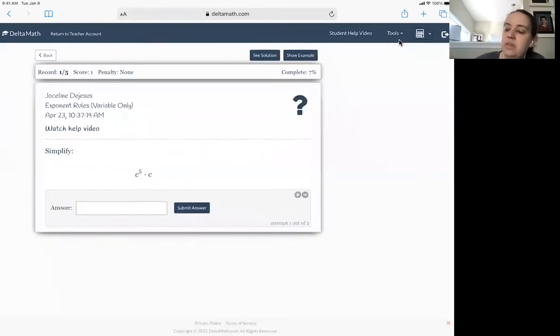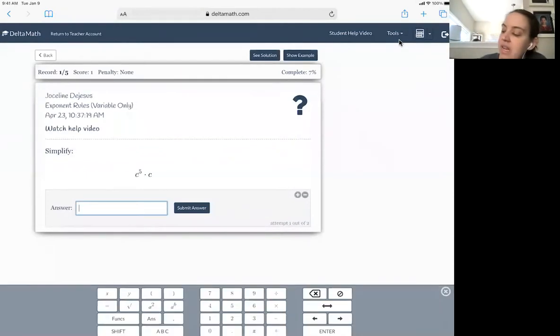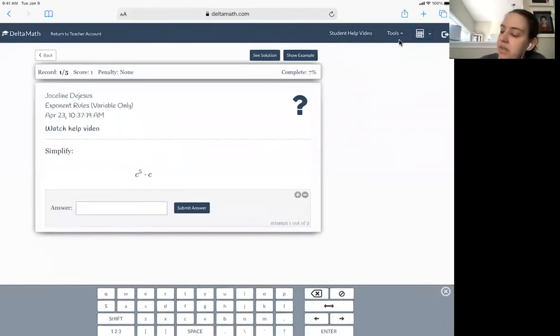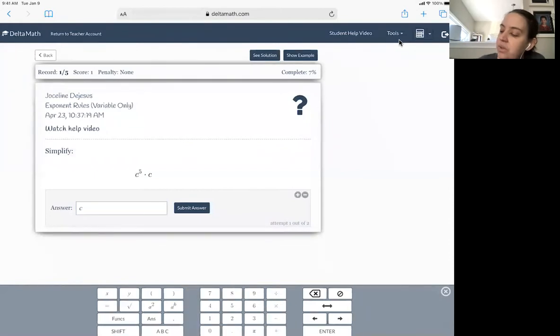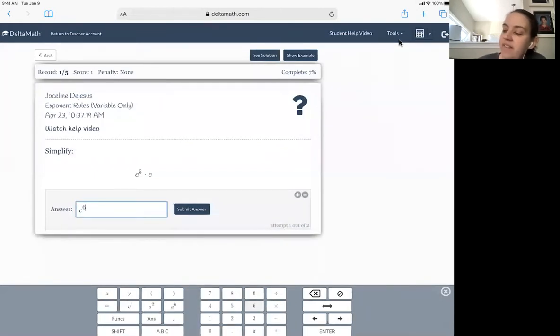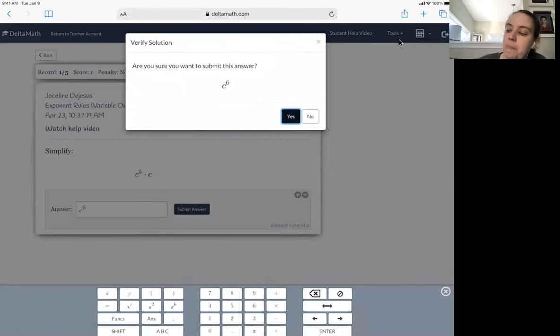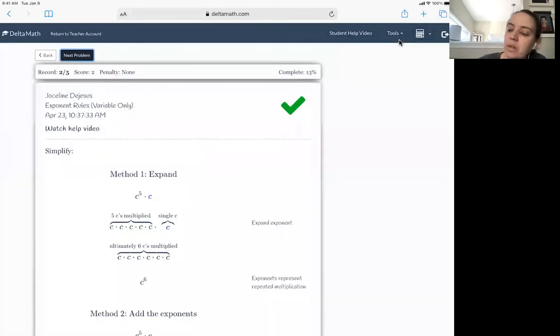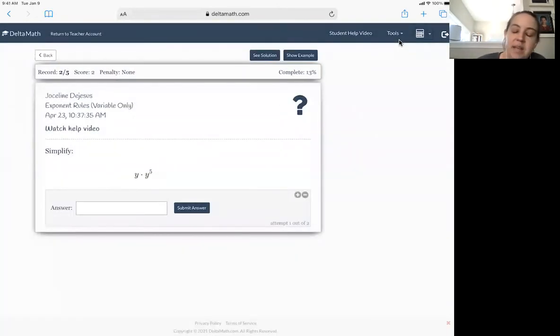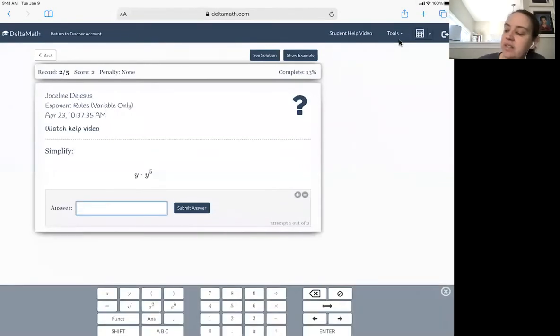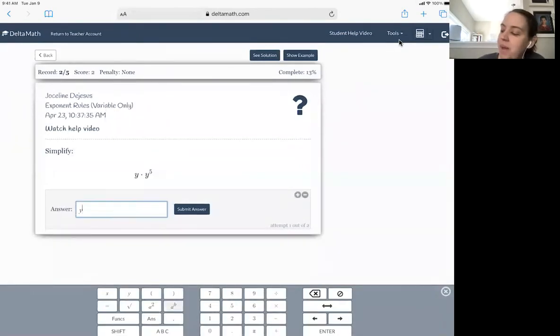Next problem, there is an invisible 1 on that second c. So this becomes c to the 6th power because I add 5 plus 1 and I get c to the 6th. On the next one, the y in the beginning has a y to the 1st. So if I put these together, I have y to the 6th power.